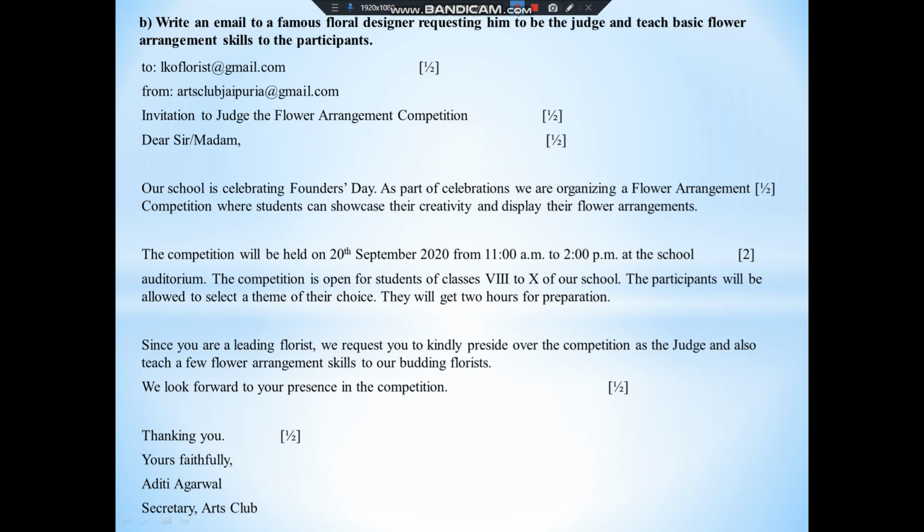Notice and email are two parts of the same question. It is only the target audience that is different. For example, in notice you invite students to participate, and you write a mail to invite someone as the chief guest or judge, or you write it to a school principal.